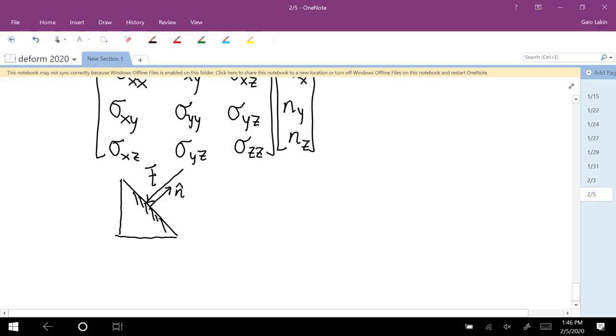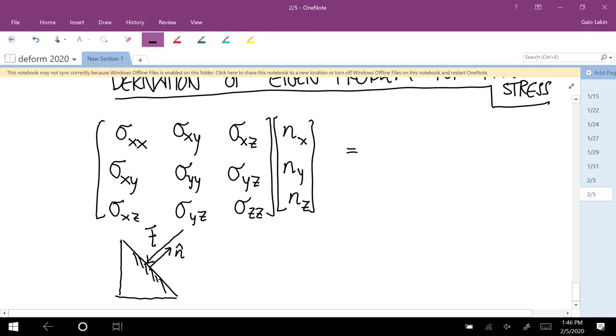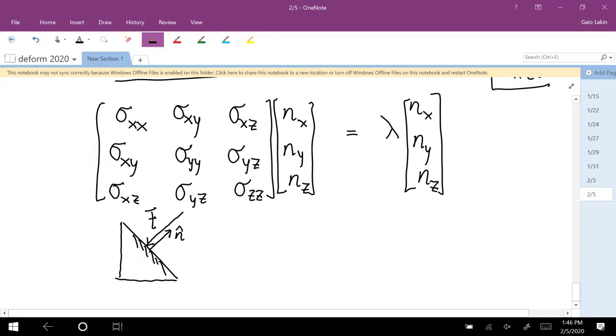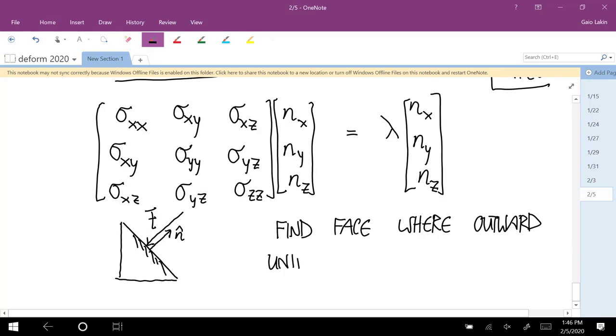And so we can write this as lambda times this same unit normal. The idea is that we're trying to find a face where the outward unit normal and the traction vector are in the same direction.